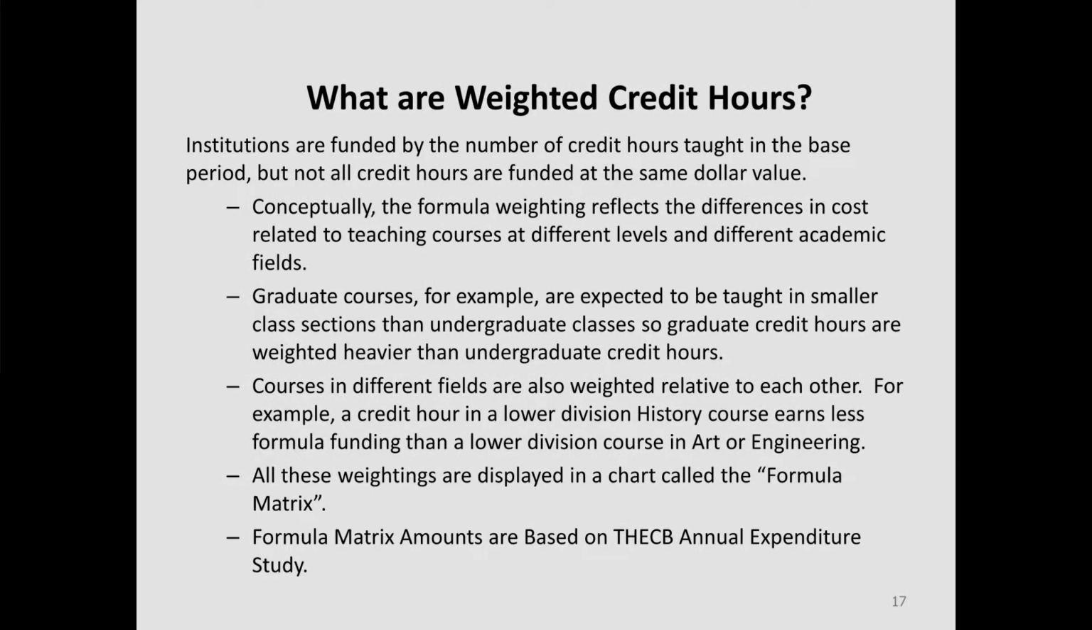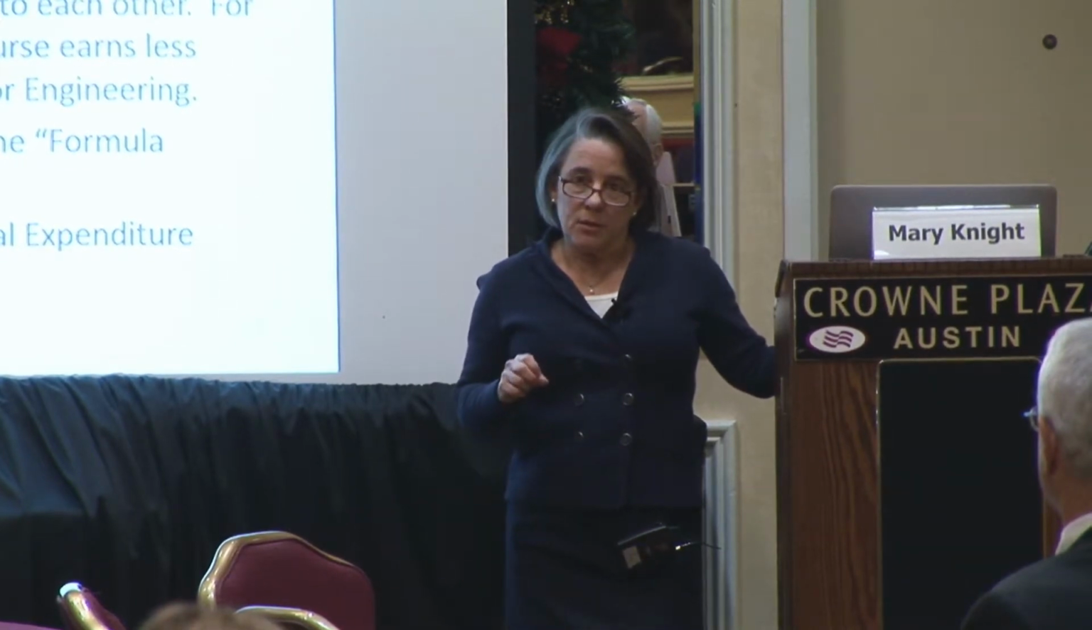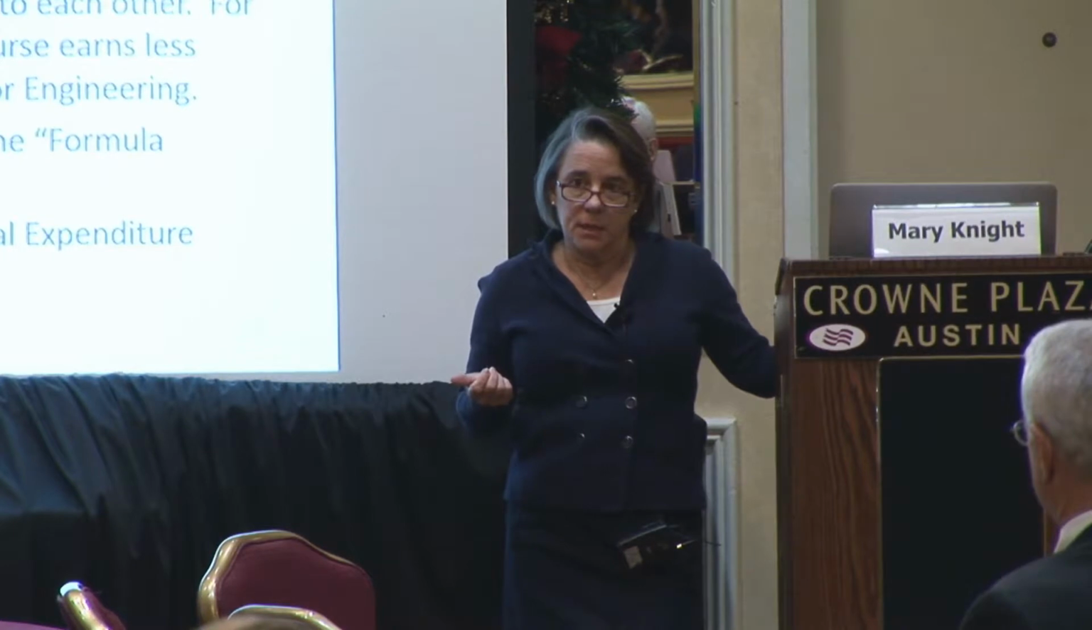And weighted credit hours are just a recognition that not every class taught on campus costs the same amount to teach. A history class may not cost as much to teach as engineering or art, where there are labs and supplies needed. Also, graduate student courses are much smaller classes, so you would assume they would be taught by higher-level faculty members at a higher salary level, as well as having smaller class sizes. So the formula matrix recognizes that. There is a formula matrix that actually appears in the appropriations bill and makes these determinations on dollars. And the matrix is based on a cost study that every single institution in the state does. We prepare one at UT Austin, and every other institution prepares one.